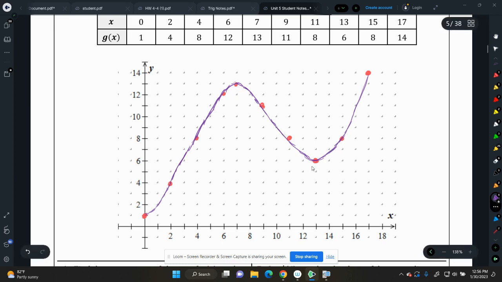Find the average rate. Let me make sure I did what I was supposed to. Use a table of values to sketch the differentiable continuous function on the grid. Find the average rate of change of g of x on the interval 2, 9. Make sure you label this, by the way. This is g of x. Average rate of change between 2 and 9.